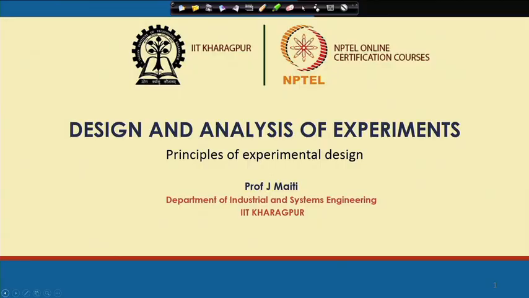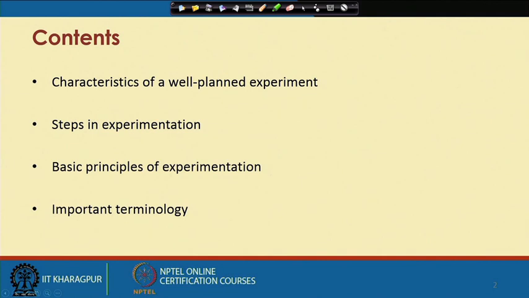Welcome to the second lecture of Design and Analysis of Experiments. Today we will discuss principles of experimental design. The learning objectives for today's lecture are characteristics of a well-planned experiment, steps in experimentation, basic principles of experimentation, and some other important terminology that we have not discussed in the first lecture.